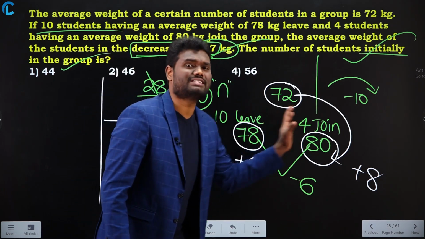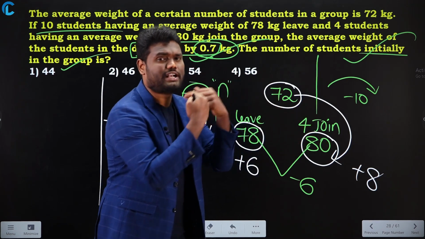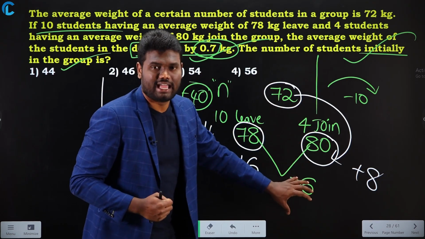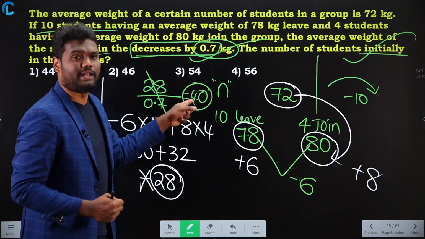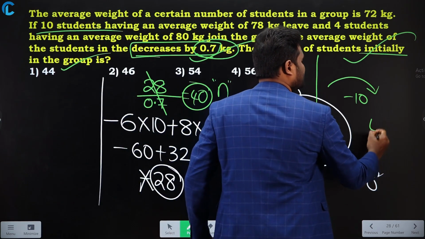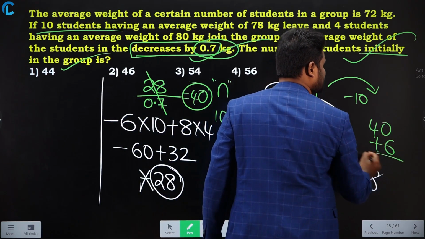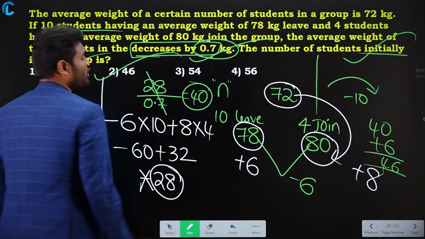Why? Because 10 students left and 4 students joined. When 10 students leave and 4 students join, I am getting 6 less. Which means after leaving 6 students, it is 40. But your question is how many students are there initially? That means 40 plus 6. We can say that initially there are 46 students, which is option 2.